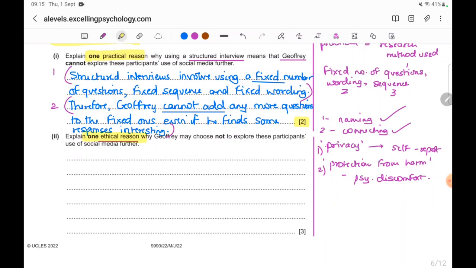One thing to note before we answer this question is this question has been asked for 3 marks. Now typically the pattern we have been following is 1, we would name the ethical guideline, 2, we would link it to the study. But here we have to do one more thing. We have to present some details. Okay, so we have to provide some further explanation because it's for 3 marks.